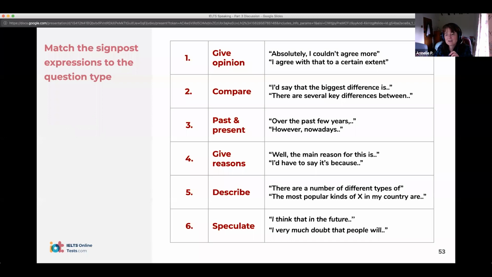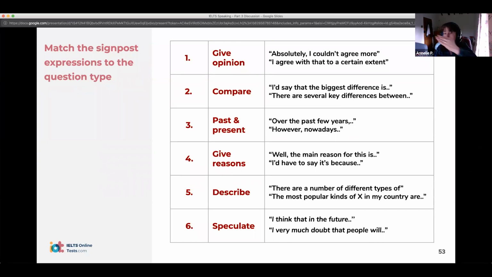Very good. So very, very important in part 3 particularly is that you introduce your ideas and you introduce each part of your answer with some kind of phrase, making it very clear to the examiner exactly what you're doing. What is the purpose of the sentence? It's just like when you write a paragraph in the writing, you've got to make everything clear, you've got to make everything link together.